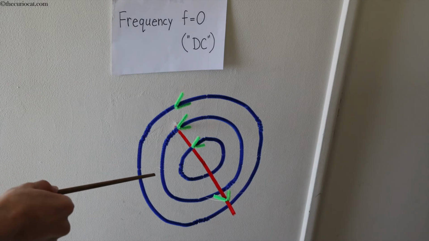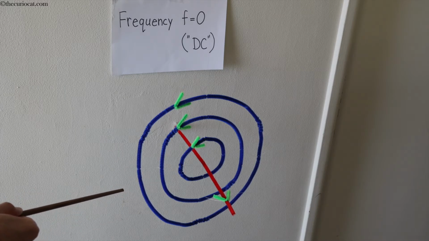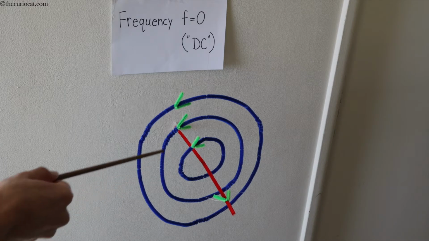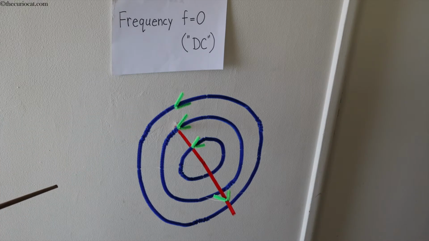These 3 blue lines here represent magnetic field lines. As shown by these 3 green arrows here, the magnetic field lines are all moving in a counterclockwise direction.